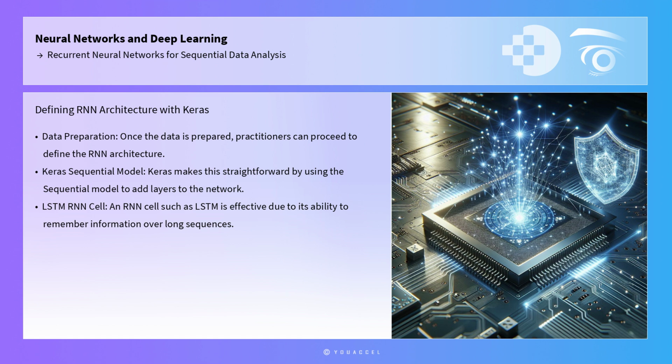Once the data is prepared, the next step involves defining the RNN architecture. Keras makes this straightforward. By using the sequential model, practitioners can add layers to their network, starting with an RNN cell such as LSTM, which is particularly effective due to its ability to remember information over long sequences. For example, the following code snippet demonstrates how to define an LSTM-based RNN in Keras.